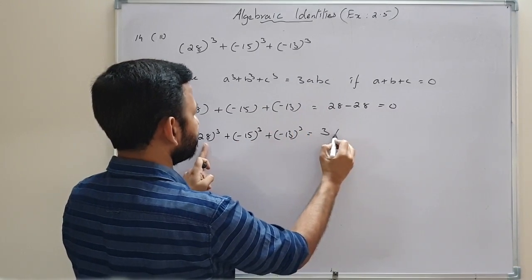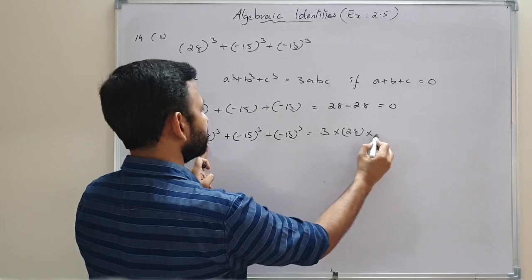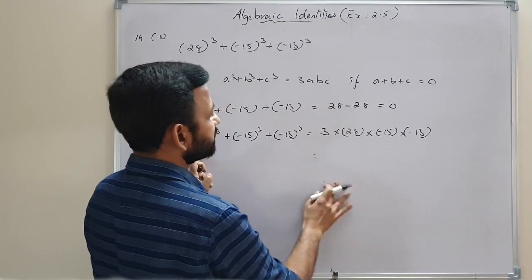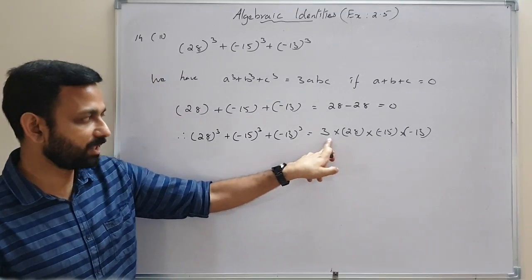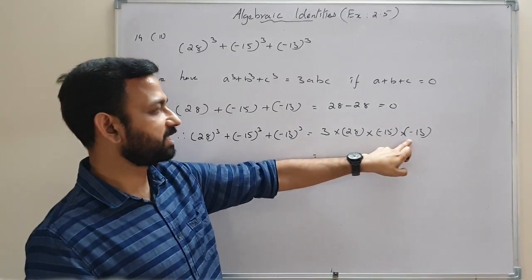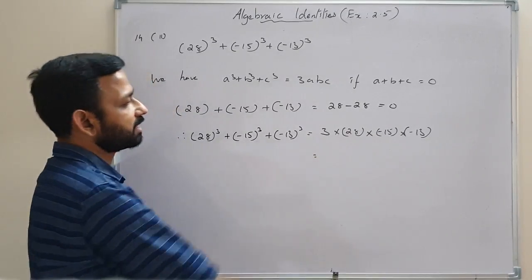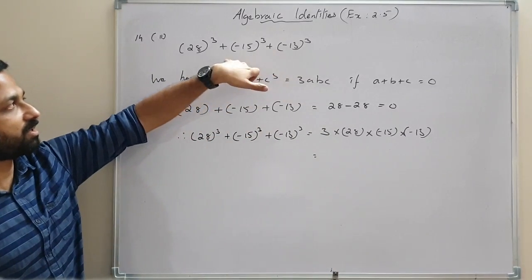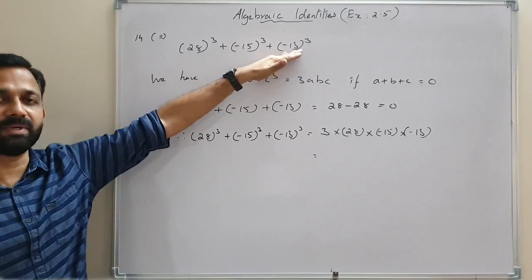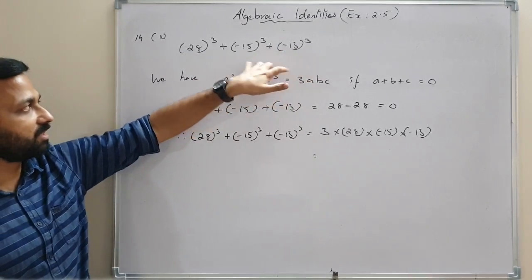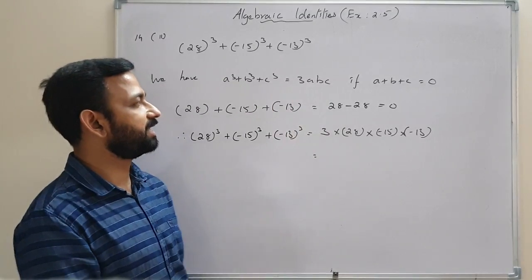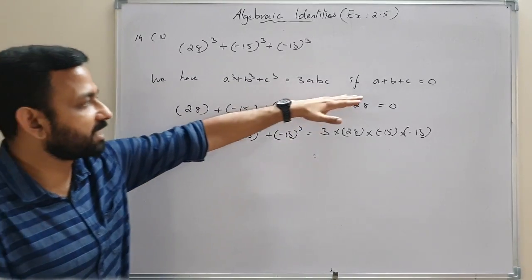So that is 3 into 28 into minus 15 into minus 13. When we simplify this, 3 into 28 into minus 15 into minus 13, we will get one number. That will be the answer to this question. So here, without finding the cubes of these numbers, we calculated the sum of the cubes of those three numbers by using that identity.